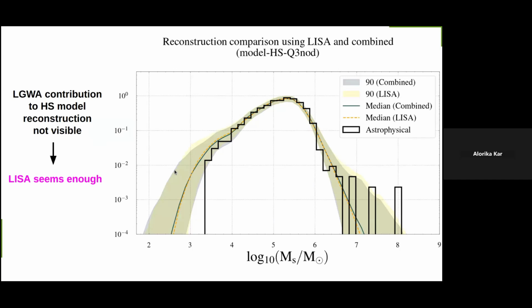But yeah, in the heavy seed model, one of the important things is LISA will be enough. You don't need to have a network because it is already in the high mass regime, and LISA is very well suited to detect that high mass regime. So the multi-wavelength approach is not that much required.